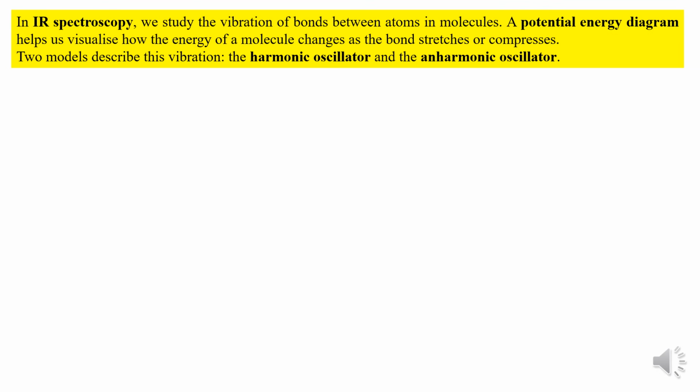Now in IR spectroscopy, we study the vibration of bonds between atoms in molecules, and a potential energy diagram helps us visualize how the energy of a molecule changes as the bond stretches or compresses. Two models describe this vibration. One is the harmonic oscillator, another is the anharmonic oscillator.